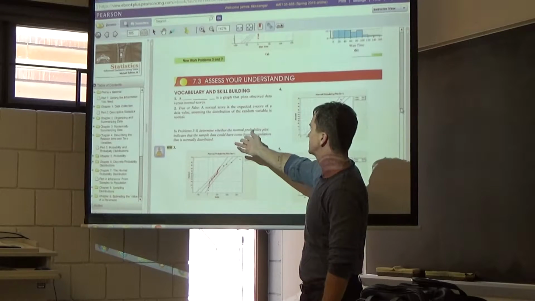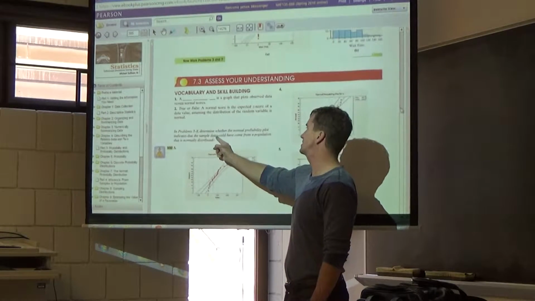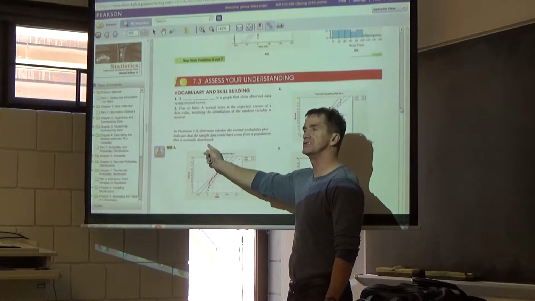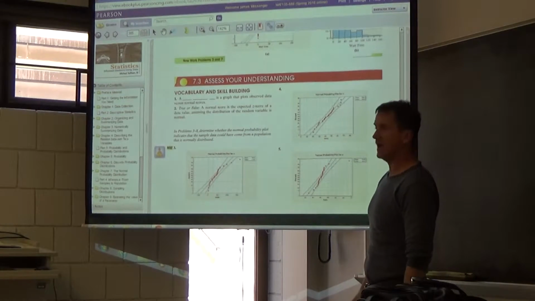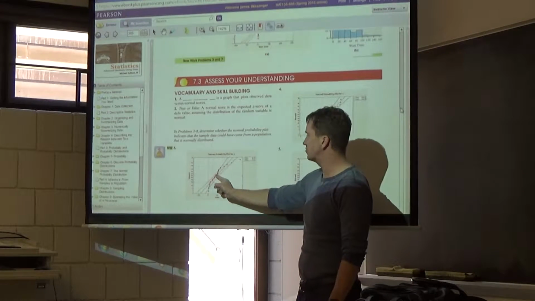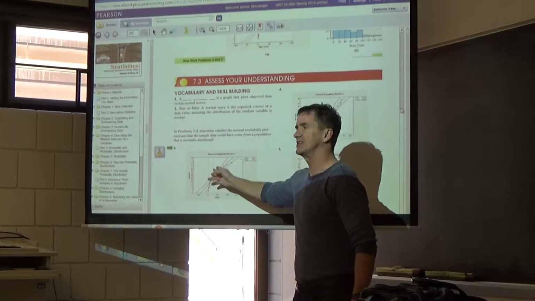Now the question being asked here is, determine whether the normal probability plot indicates the sample data could have come from a population that's normally distributed. We'll keep this simple, the answer is going to be yes if all these red dots, are those red dots? I'm colorblind. If all these red dots are in the curves.